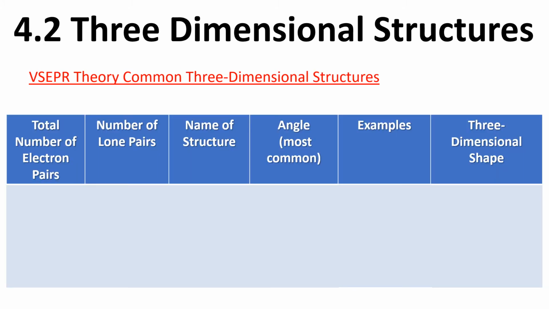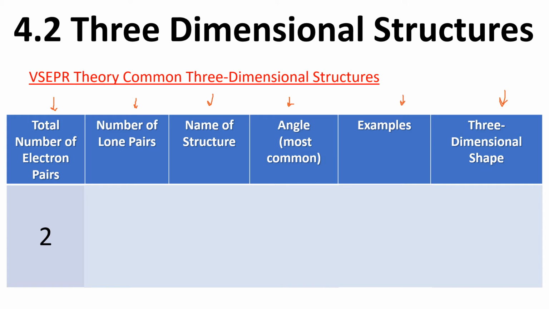There's going to be a number of columns to this. So total number of electron pairs, so that's everything put together. Our number of lone pairs. We've got our name of the structure, the bond angle. I've found a few examples, and then their 3-dimensional shape.